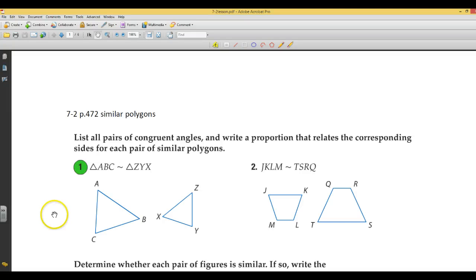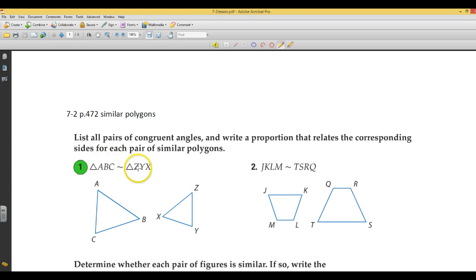This is lesson 7.2, similar polygons. For number 1, list all pairs of congruent angles and write a proportion that relates the corresponding sides for each pair of similar polygons. So, the corresponding angles will be congruent if they are similar.